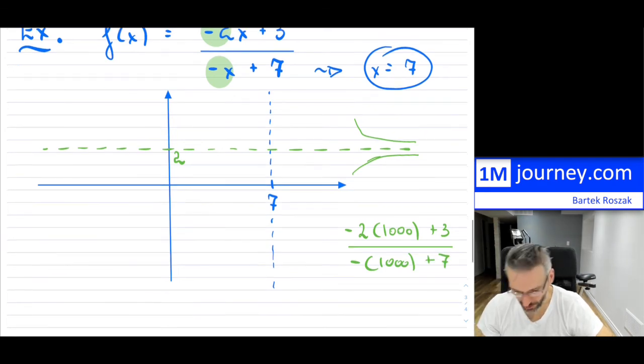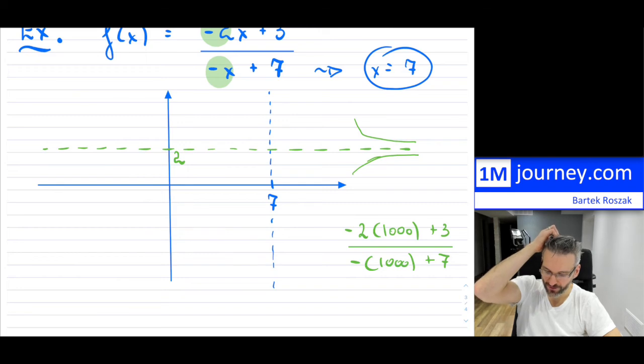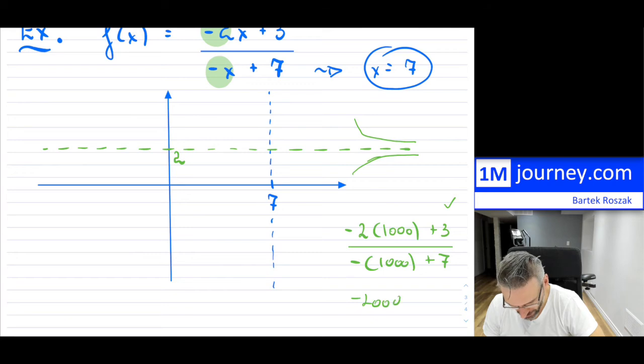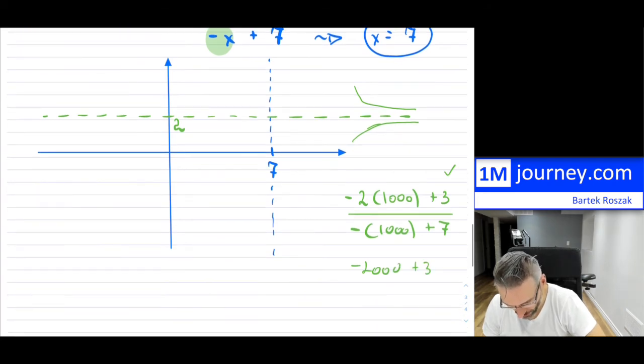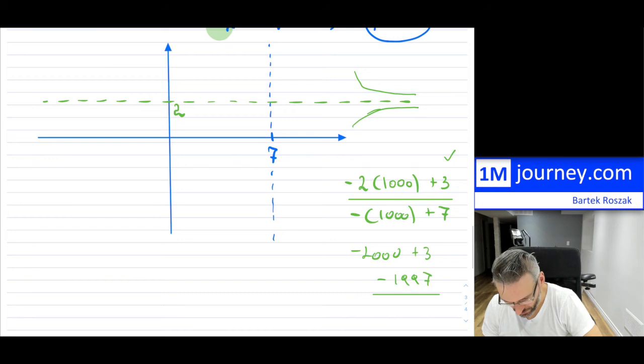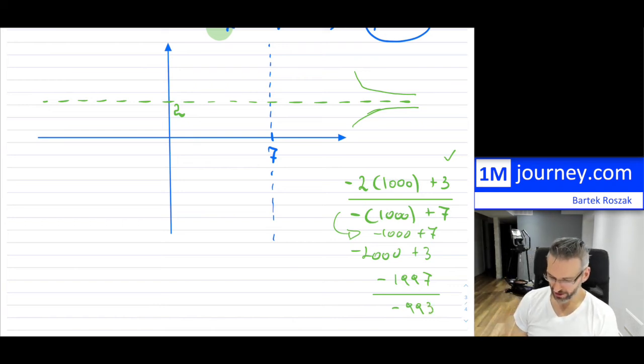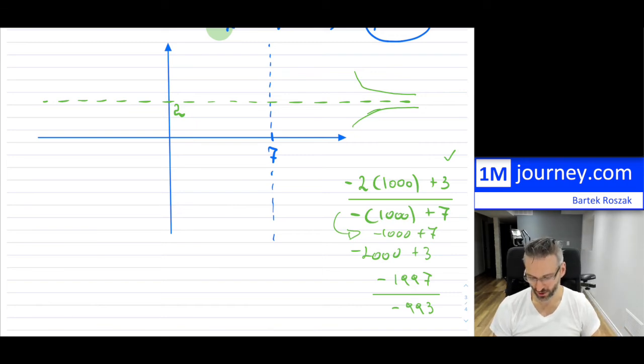All right, so notice what happens here. In the numerator, it's going to be negative 2,000 plus the 3, so that's around 1,997. And in the denominator, what do we have? This right here is going to be negative 1,000 plus the 7, so that's going to be negative 993.